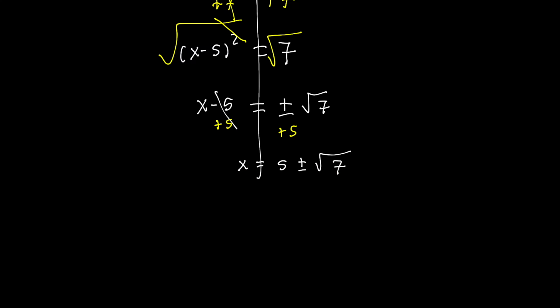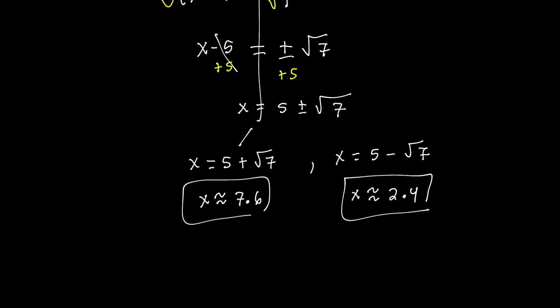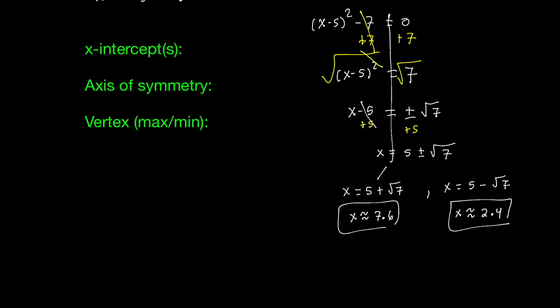Now this would be the exact form, but our ultimate goal is to graph this. So I'm actually going to get the decimal approximations. So let me begin by splitting these up into 5 plus root 7 and 5 minus root 7. And with the help of a calculator, I got the approximations to be about 7.6 and about 2.4. I'm going to use these approximations as my x-intercepts. I'm going to go ahead and record these in coordinate form. So I'm going to get (2.40, 0) and (7.60, 0).